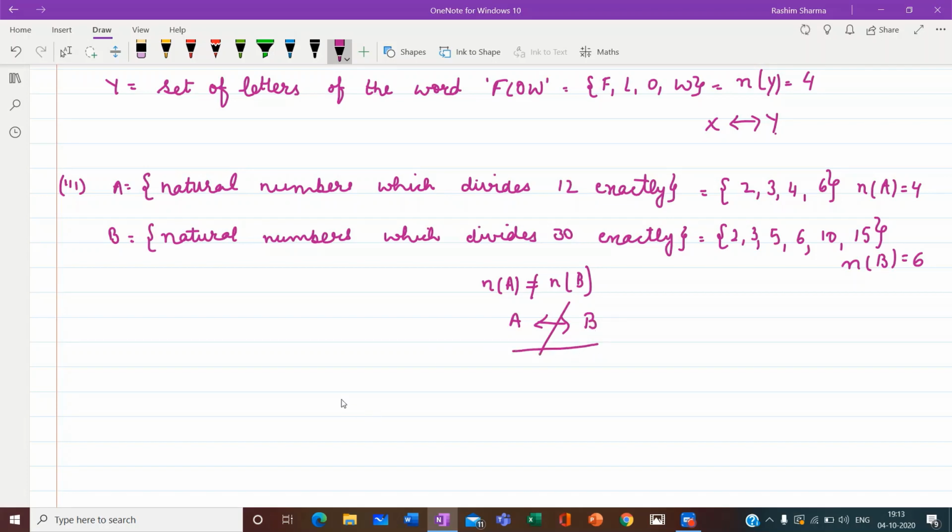So with this we have completed our exercise 6.1. A few parts from each question I have done. You people will complete this exercise in your registers.